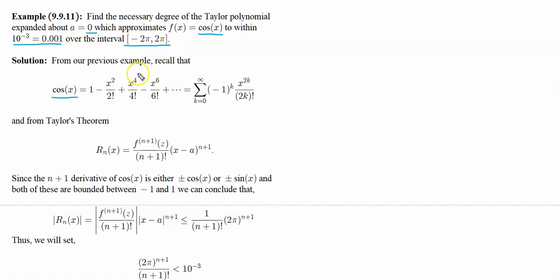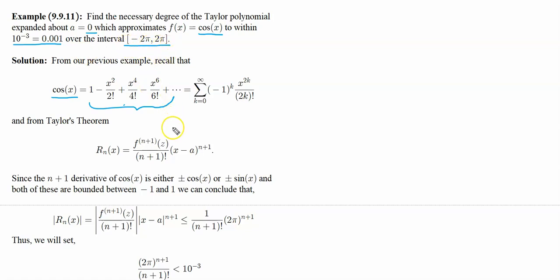So perhaps we only need to go out to x to the fourth over 4 factorial. Maybe this polynomial will do. Or maybe we need to go a little further. Maybe we need to go out to x to the 8th over 8 factorial. So we want to determine how far out in the expansion we need to go so that our Taylor polynomial will approximate the cosine function to within 10 to the negative third for all x in that interval.